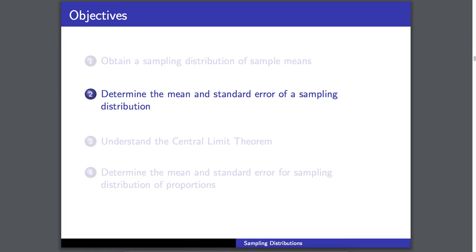Welcome to our part 2 on sampling distributions. In this video, we're going to look at determining the mean and standard error of a sampling distribution. In our last video, we looked at creating a sampling distribution for the sample means, and then we looked at what the mean and the standard deviation of that sample mean distribution was.